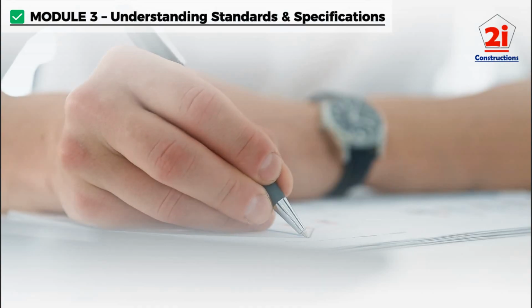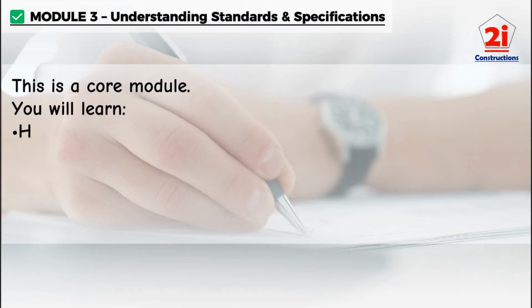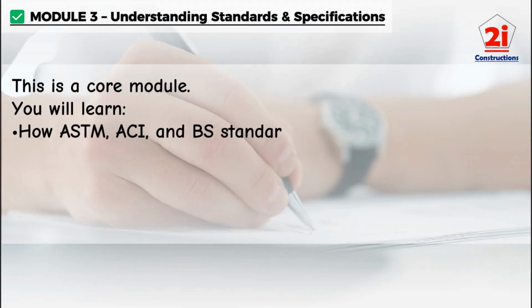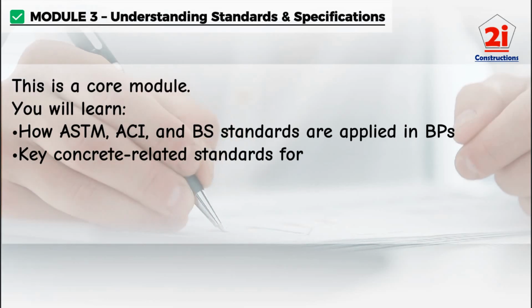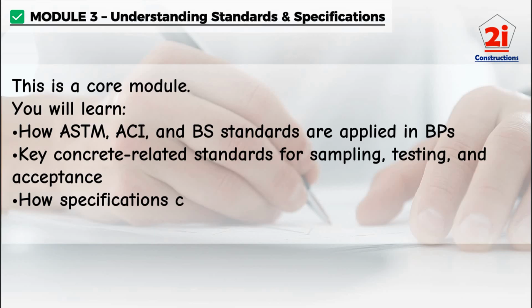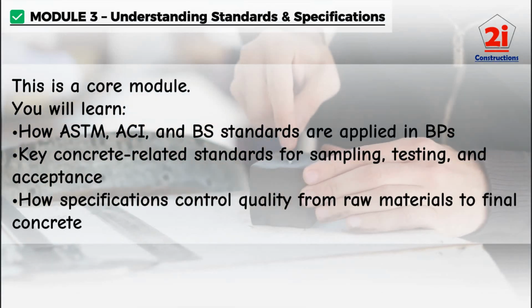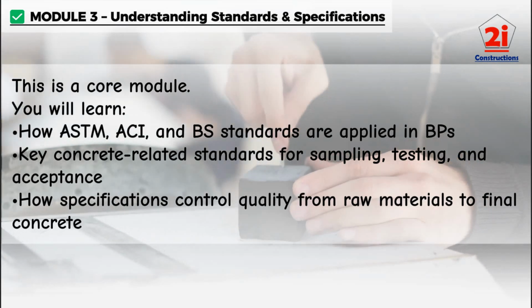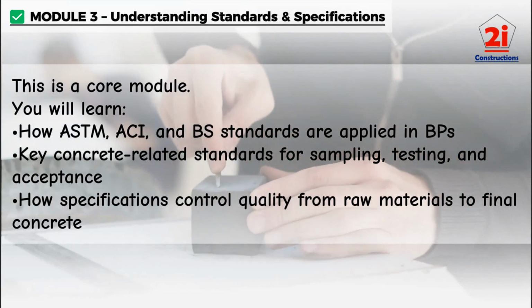Module 3, Understanding Standards and Specifications. This is a core module. You will learn how ASTM, ACI, and BS standards are applied in batching plants, key concrete-related standards for sampling, testing, and acceptance, how specifications control quality from raw materials to final concrete. We will focus on practical application, not just code reading.